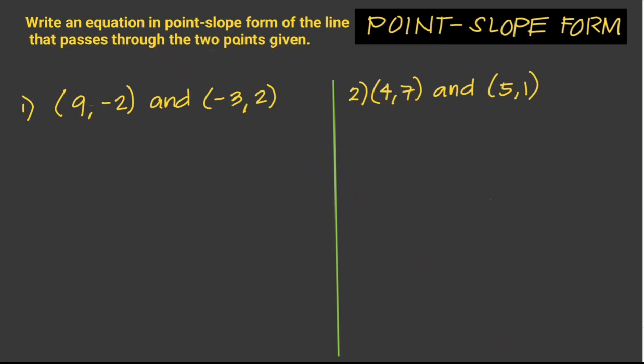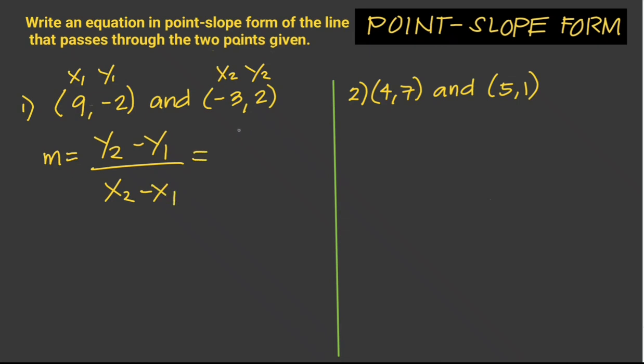So let's say this is our x sub 1, y sub 1, x sub 2, y sub 2. So solving for the slope, that would be y sub 2 minus y sub 1 over x sub 2 minus x sub 1. So we just plug in everything. Our y sub 2 is 2. Y sub 1 is negative 2. So that is 2 minus negative 2. And then x sub 2 is negative 3 minus our x sub 1, which is 9.